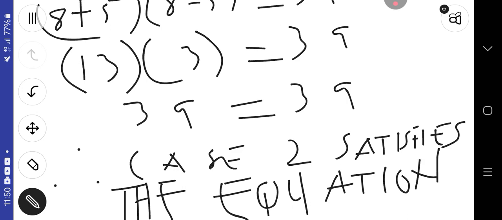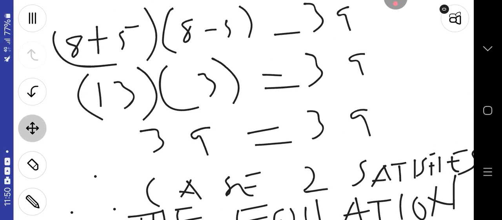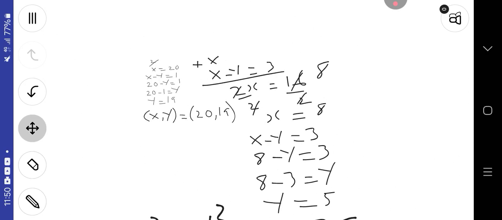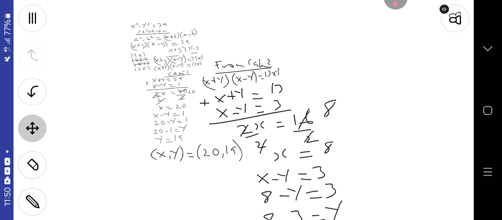All right, now let's check for case 1. So in case 1, we have 20 and 19 as respective values for x and y.